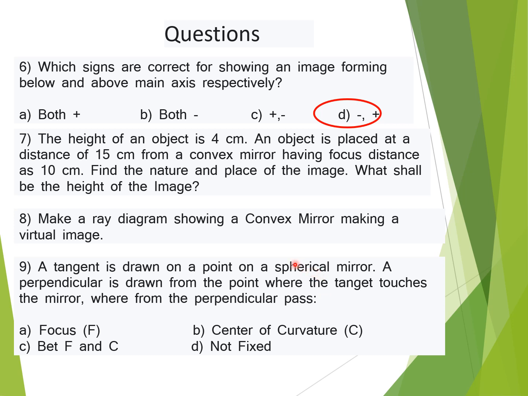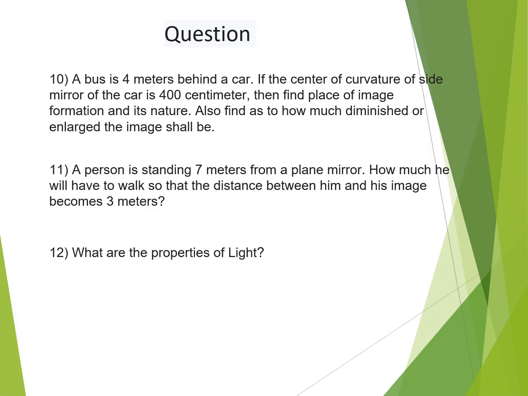Friends, if you are drawing a perpendicular from a tangent on a circle, then it will always pass through its center. Always. So the answer shall be the center of curvature. Now let us solve 3 more questions.